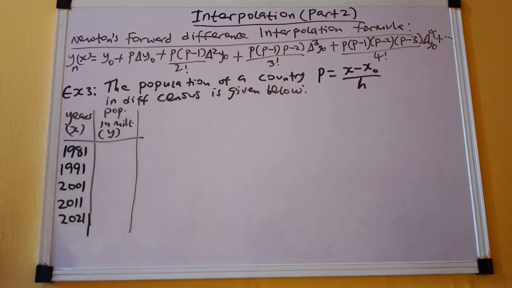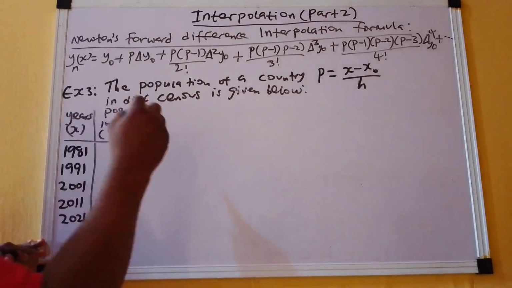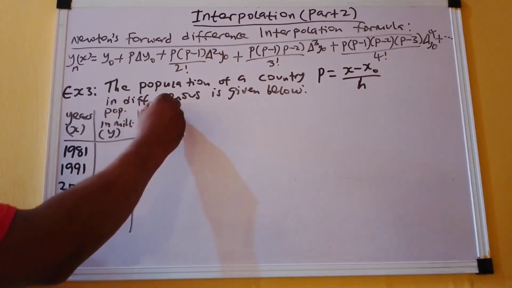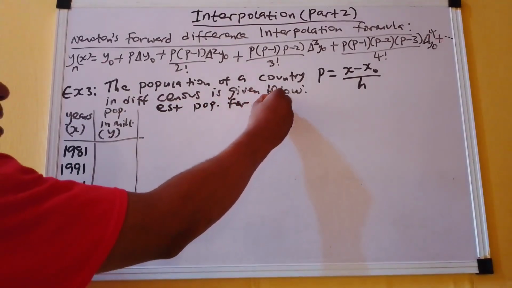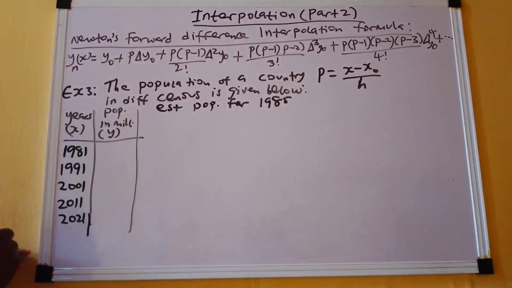Now the question is, we are to estimate the population for the year 1985. So we have to estimate the population for 1985. That is the question. So now, the first thing we are going to do is to create our forward difference table.